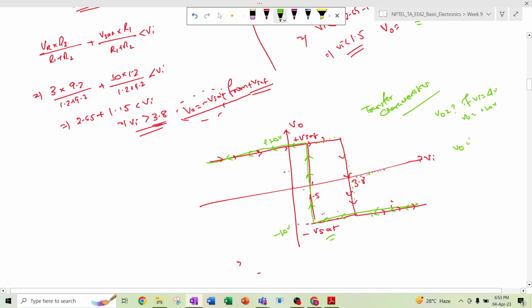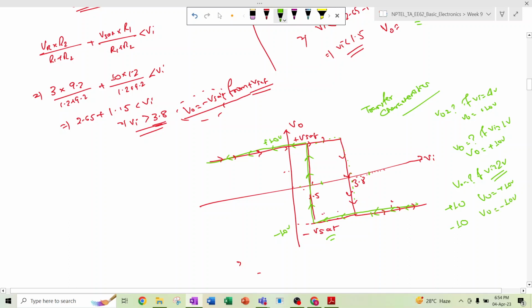Suppose the question is asked what is the VO if Vi is 1 volt. If Vi is 1 volt, it is in this region, so it is plus Vsat, that means VO will be plus 10 volt. But if anyone asks what will be the VO if Vi is 2 volt, which is in between these two thresholds, then what will be the answer? The output will be plus 10 volt if it was already plus 10 volt, and minus 10 volt if it was already minus 10 volt.